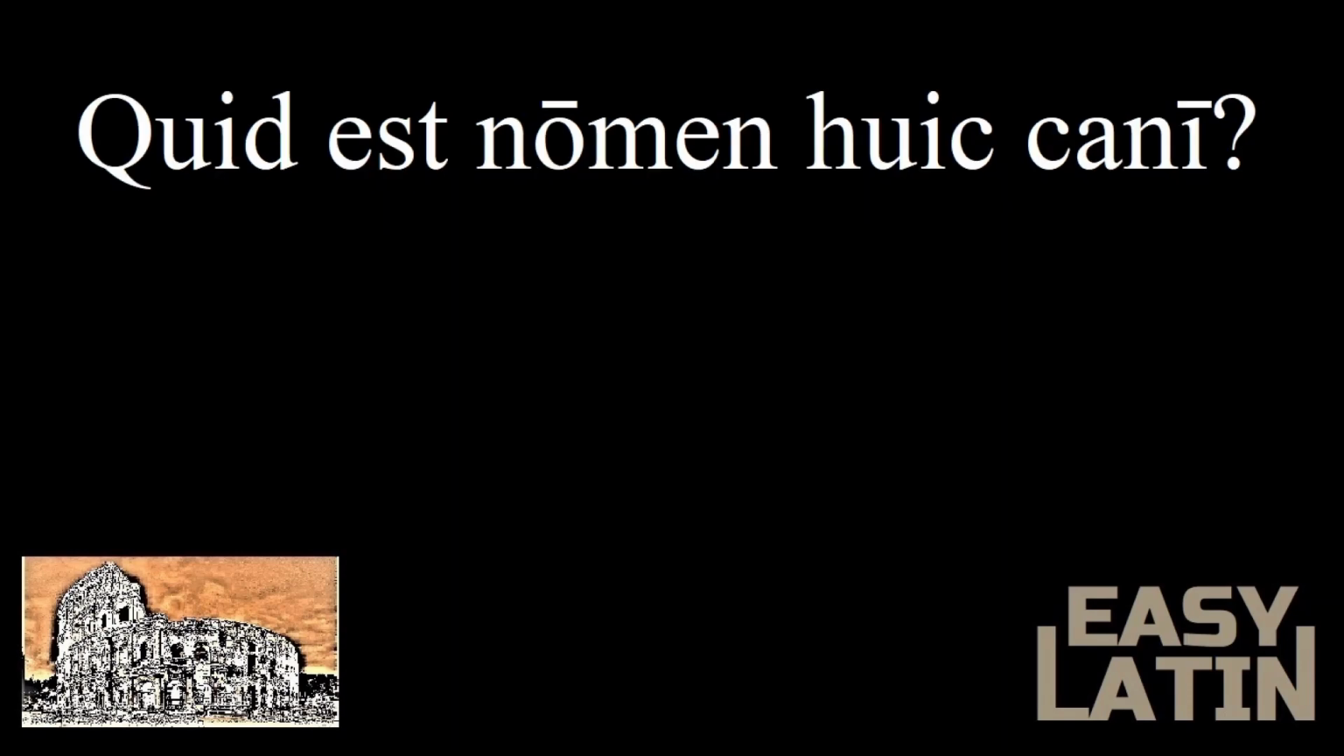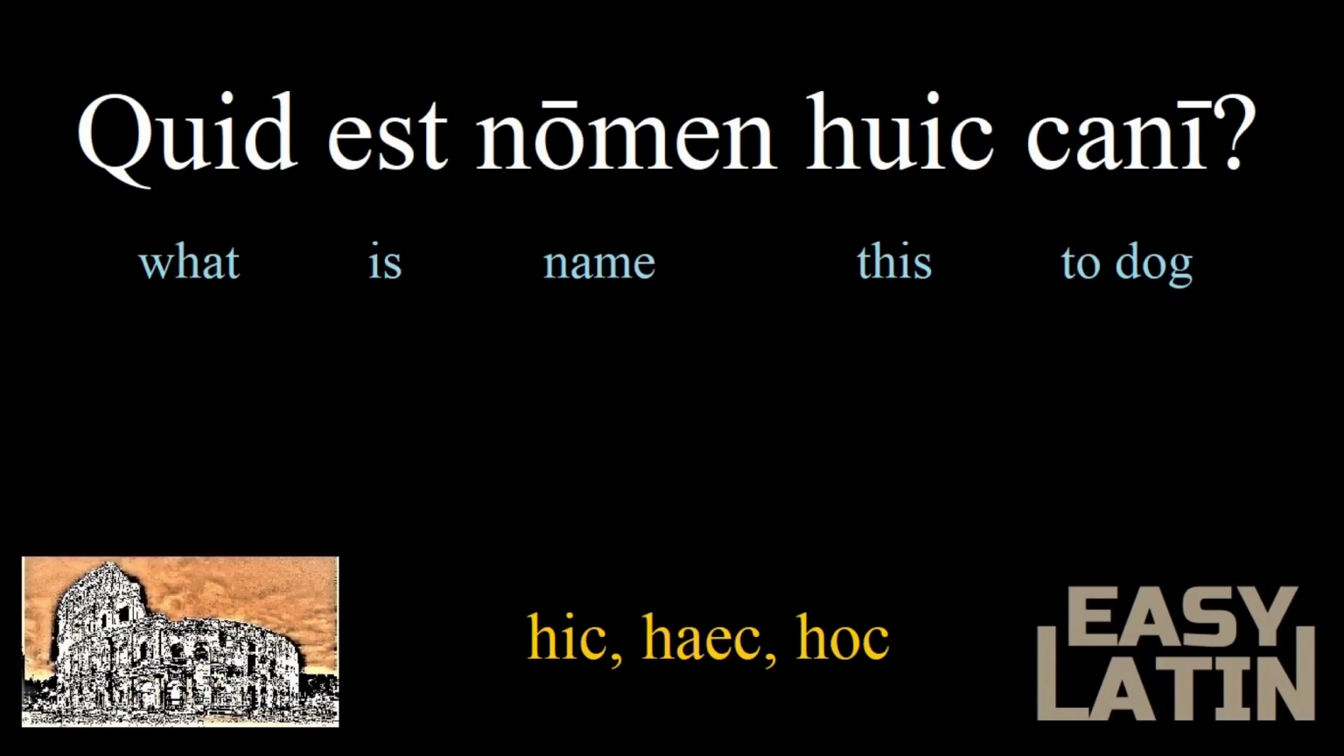And also for names we use the dative. Can you understand this sentence? Quid est nomen huic cani? What's this dog's name? It's like saying, what is the name to this dog? Huic is the dative form for hic, haec, hoc. They all have the same dative form, just like with his, her, and its.